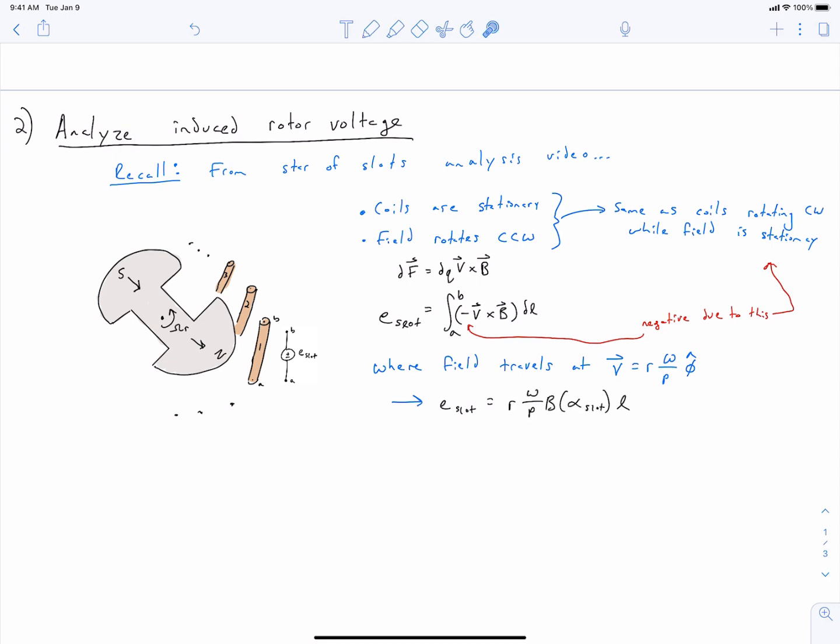And so this was the punchline here. We determined that our slot voltage was equal to the velocity of our field times the field at the location of a slot, so that's why there's an alpha slot here, times the length of a coil. And we got that by evaluating this integral. Alpha of a slot is just as you're rotating this way, it's this angle as you go that way. So now we'll sketch the situation for an induction motor.